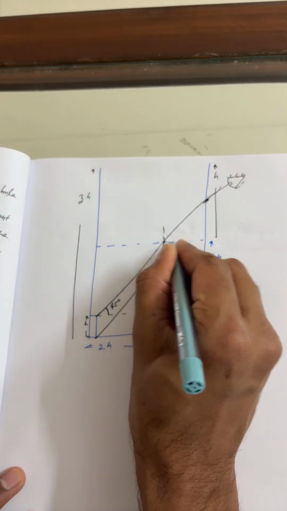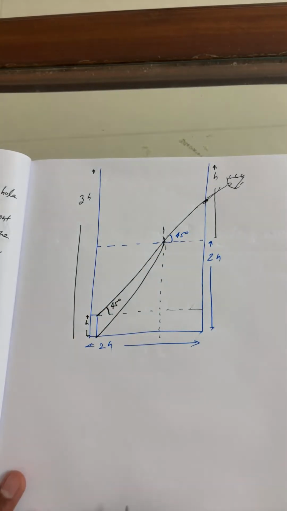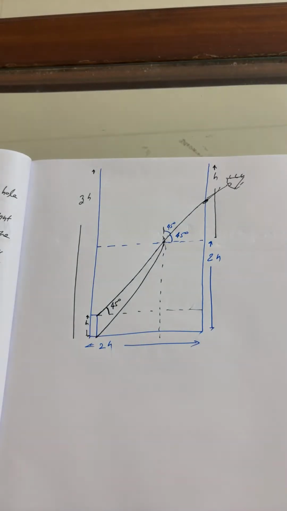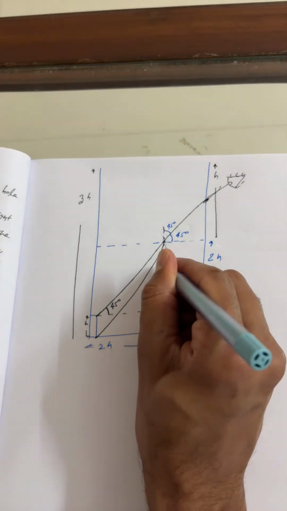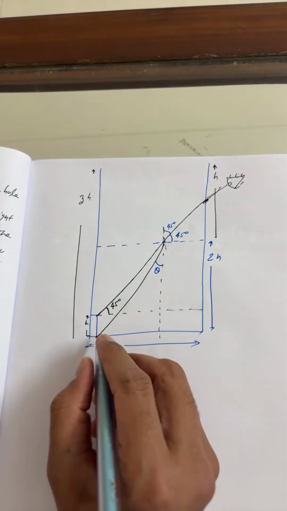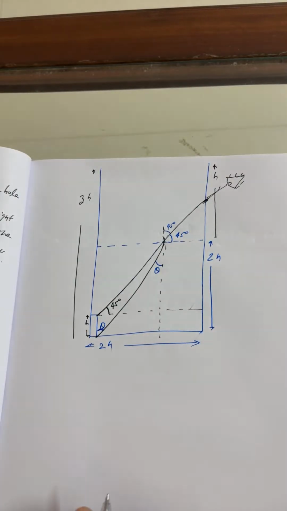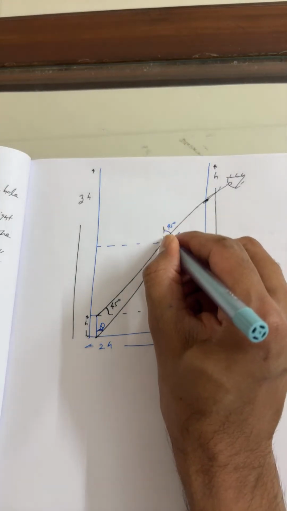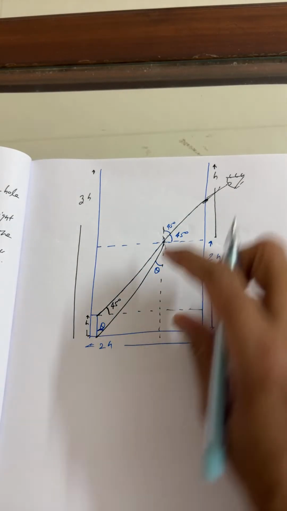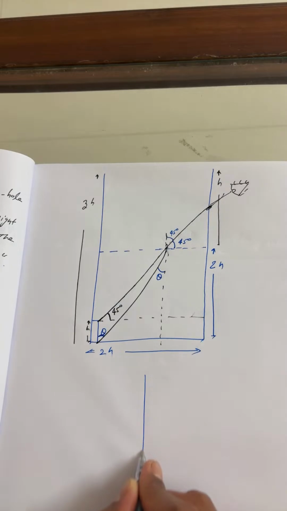This angle remains 45 degrees, so draw the normal from here. This remains 45 degrees. Let us suppose you don't know this angle; take it as theta. If this is theta, then this angle is also theta, as I draw a normal here. This is h, this is 2h. So make one more triangle in terms of theta.